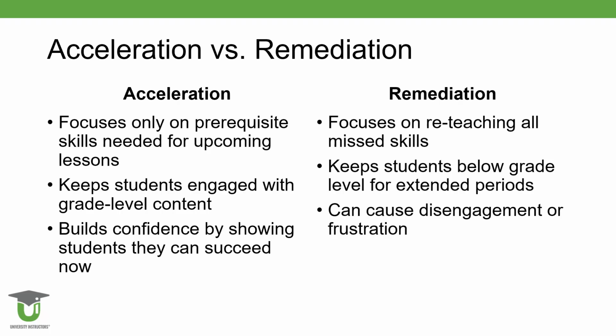It targets just the prerequisite skills needed to access today's grade level instruction, allowing students to participate meaningfully in current lessons. In short, remediation looks backward and often keeps students in a cycle of review, while acceleration looks forward, maintaining high expectations and providing the support students need to succeed now. This approach has been shown to improve engagement, learning outcomes, and equity across all student groups.